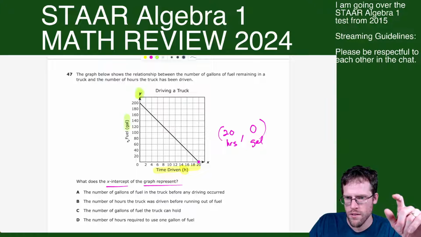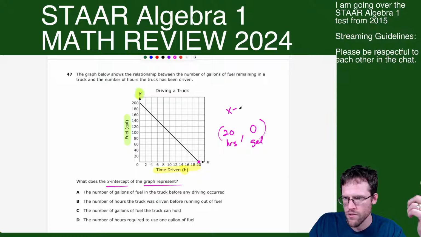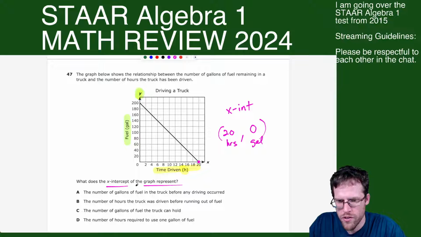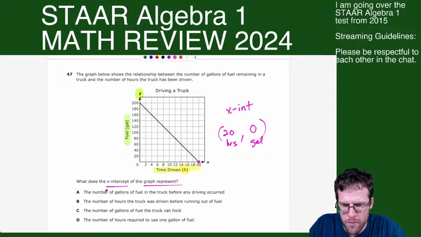The y-axis is fuel in gallons. So if you actually label the point (20, 0), this is our x-intercept, where the line crosses the x-axis. This tells the story. So what does the x-intercept of the graph represent? The number of gallons of fuel in the truck before any driving occurred.